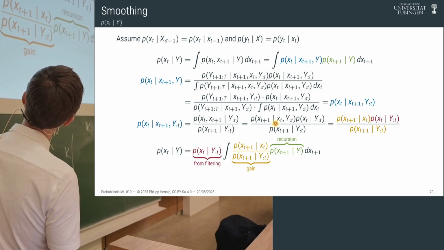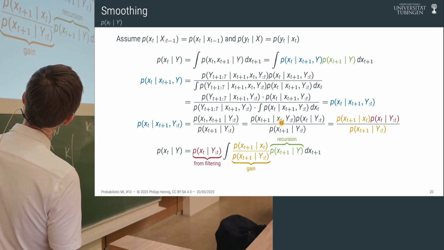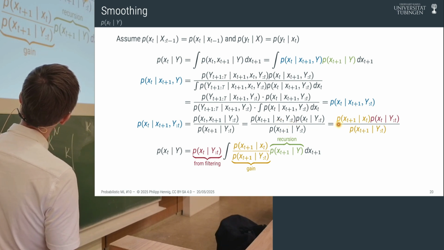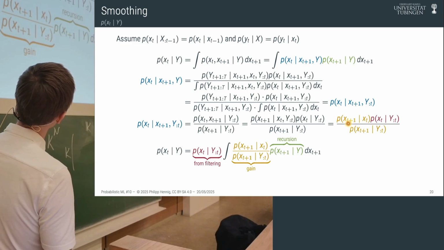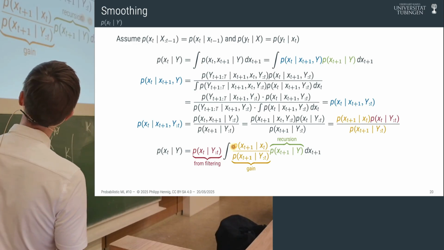So here we're using, again, the Markov property. So p of xt plus 1 given xt and previous data doesn't depend on previous data, so it only depends on xt. So the yt is gone here. And now we're left with an interesting object. So this is the stuff we're going to plug in here, right?